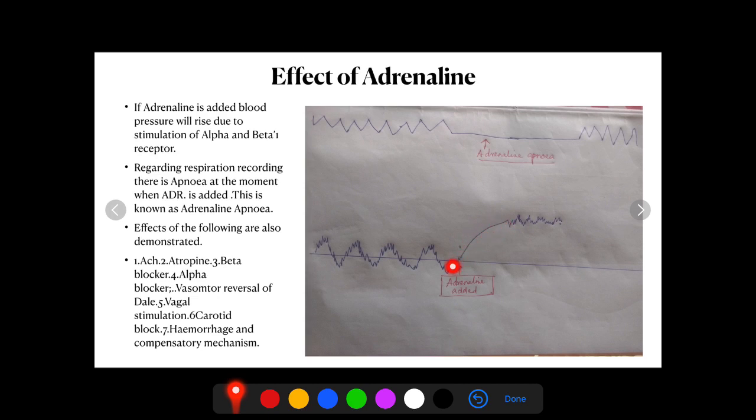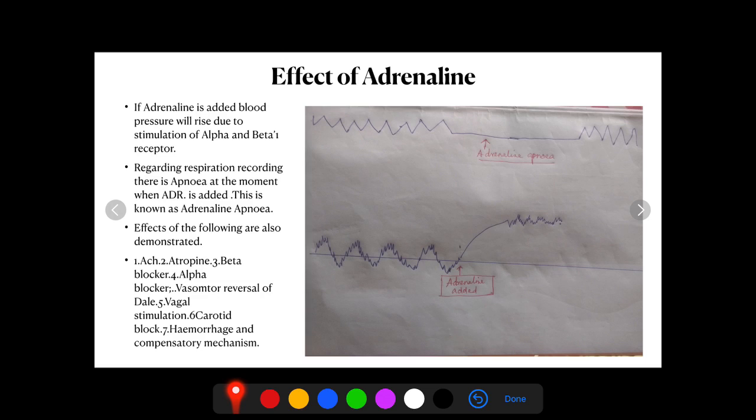Now, the effect of acetylcholine administration can also be studied. This is not shown in the picture. Now, if we add acetylcholine, what will happen? Acetylcholine is a parasympathomimetic drug. So the effect on the heart will be just like the vagal stimulation. That means the heart rate will be decreased.